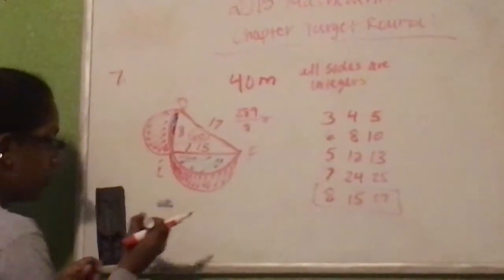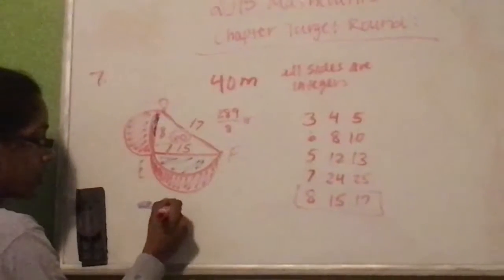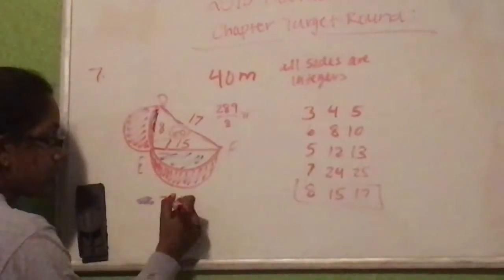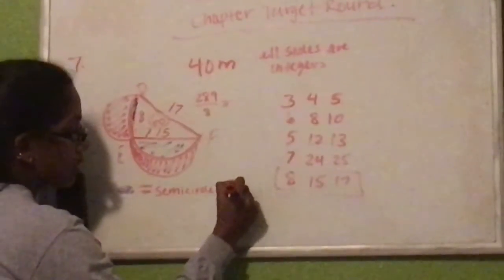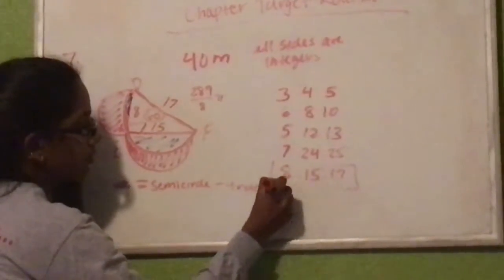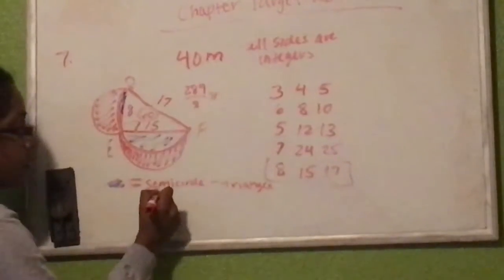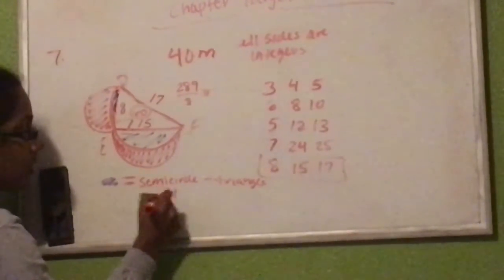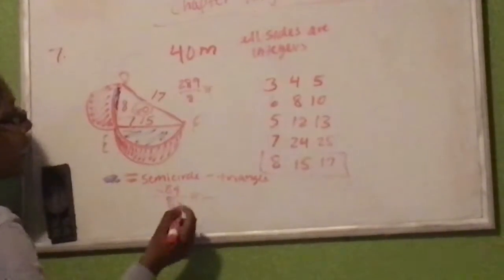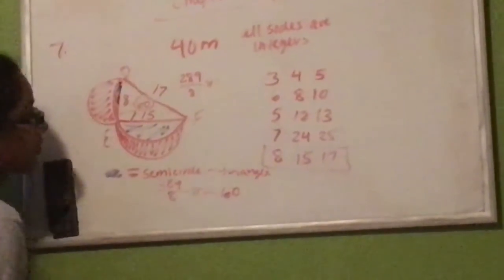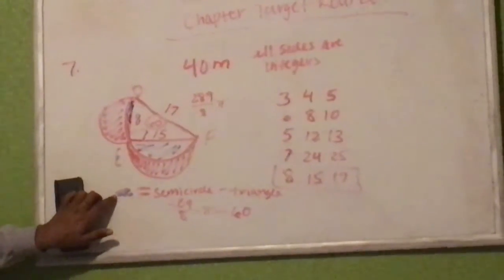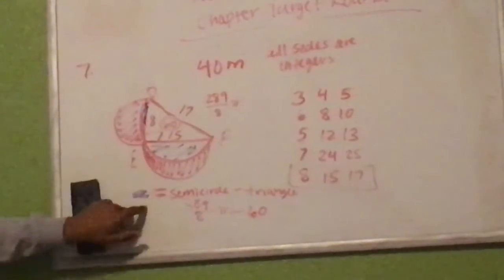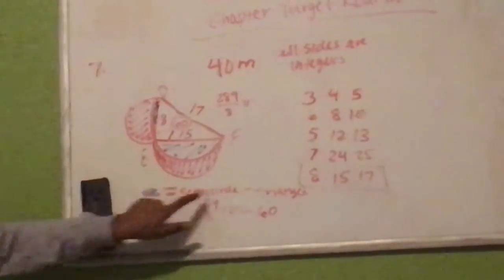To find the purple area, that is equal to the semicircle minus the triangle. So the semicircle we know is 289 over 8 pi minus 60. Knowing that, we have found the area of the purple. The purple is equal to this right here.